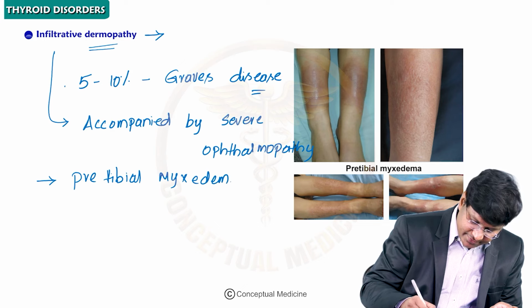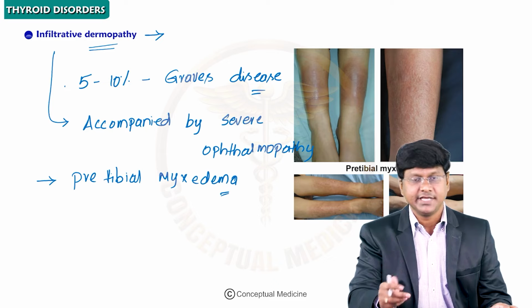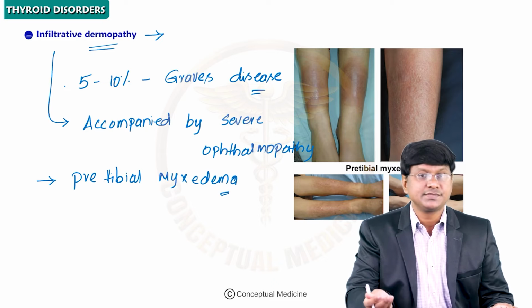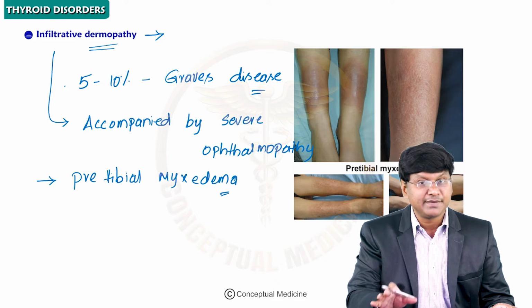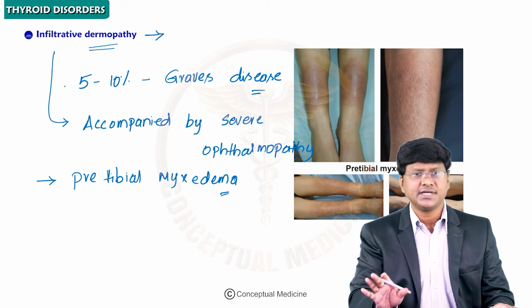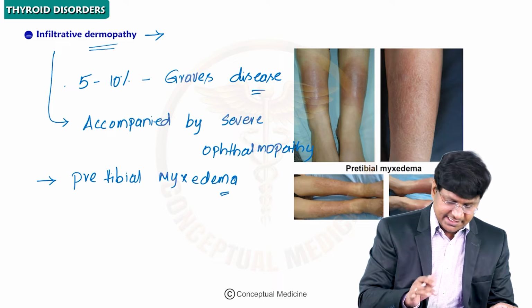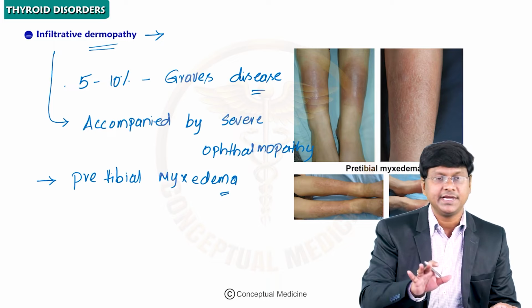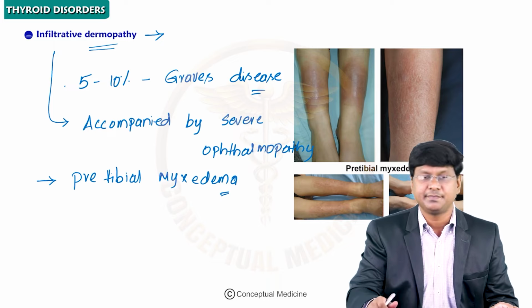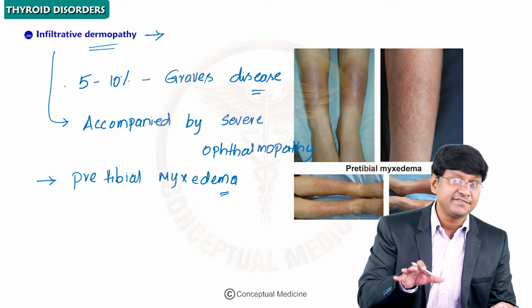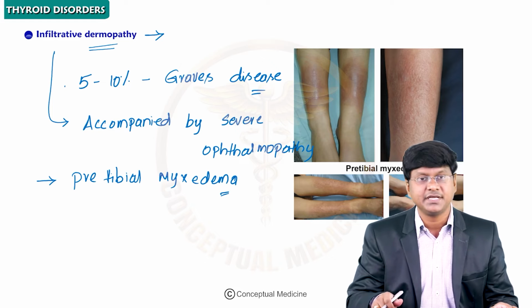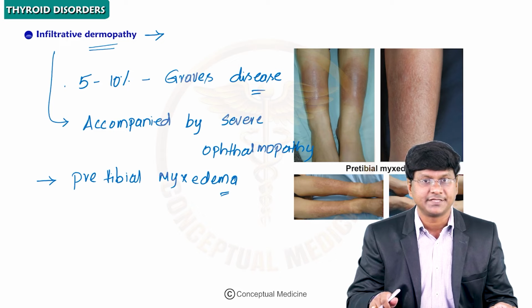This pretibial myxedema, let me tell you, is seen in both hyperthyroidism as well as hypothyroidism. But most commonly it is seen in patients with hyperthyroidism, that is Graves' disease. And this infiltrative dermopathy is rarely reported in Indian patients. And what will be the features of pretibial myxedema or infiltrative dermopathy?